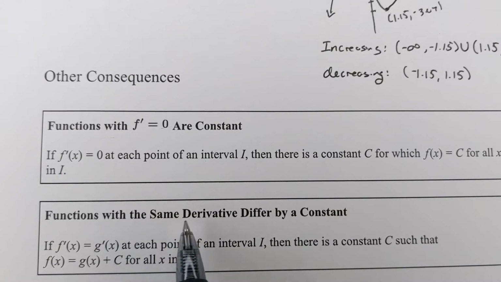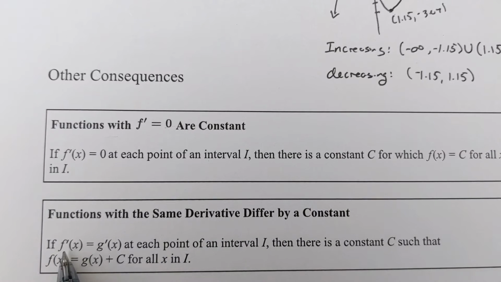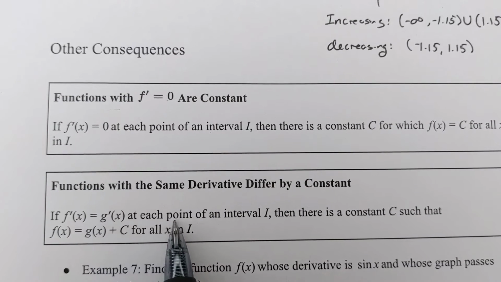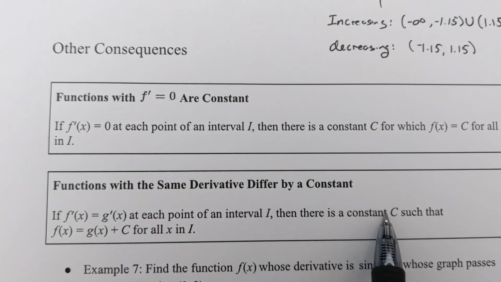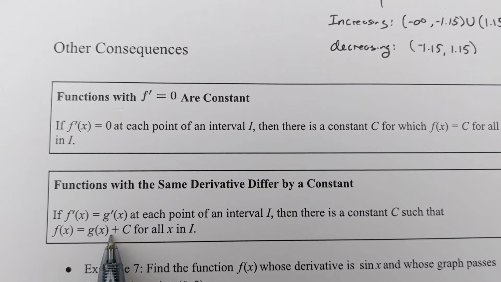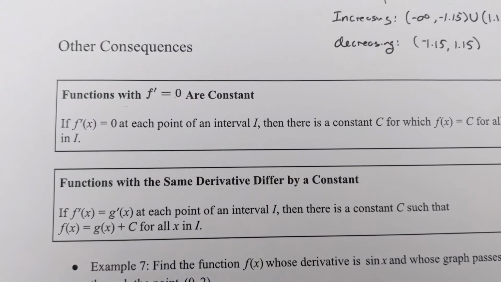Functions with the same derivative differ by a constant. So if f prime of x equals g prime of x at each point on the interval I, there's some constant c such that this is true for all x in I, which means they differ by a constant.